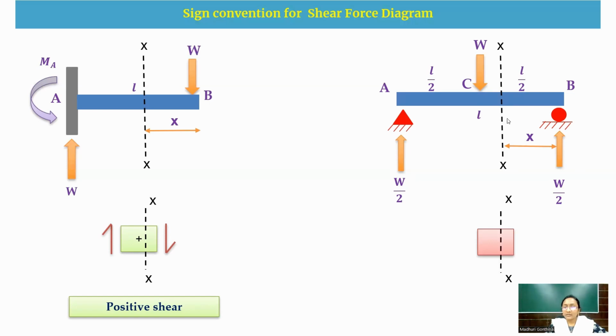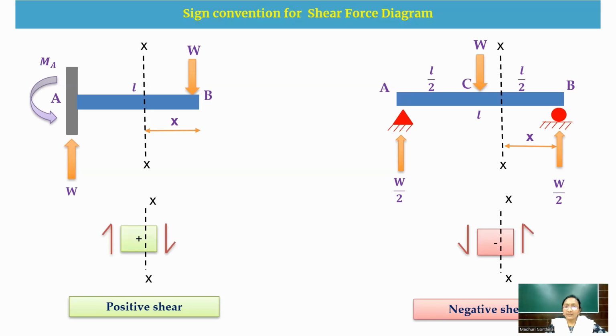Towards your left hand side, if it is a downward arrow, and towards your right hand side, it is an upward arrow, then both arrows at this section are going in the anti-clockwise direction. Therefore, the shear here is negative shear. So this is a negative shear. By using these sign conventions, we are going to solve one example.